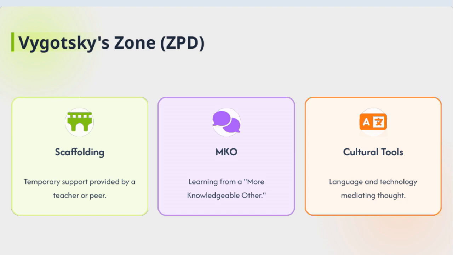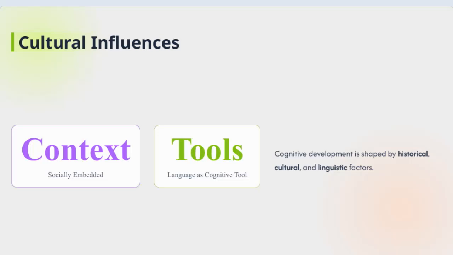Overall, these ideas underscore how social and cultural tools, like language and technology, are central to mediating our cognitive development and learning processes. Cognitive development is not happening in a vacuum. It's deeply influenced by our historical, cultural, and linguistic backgrounds. When we talk about language as a cognitive tool, we're emphasizing its role in shaping how we think, solve problems, and understand the world around us.